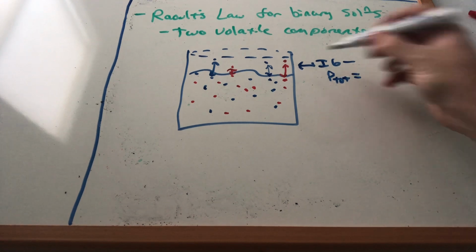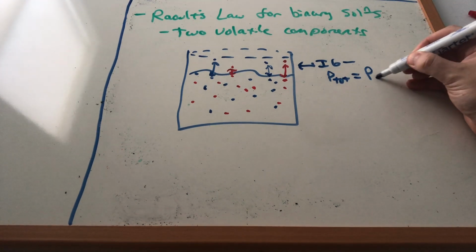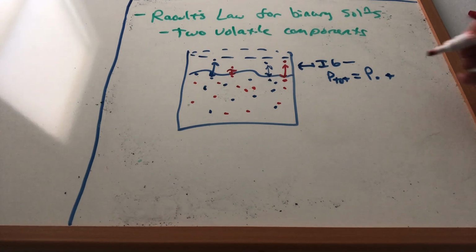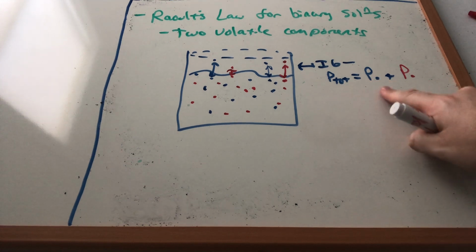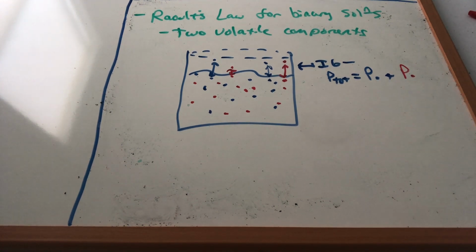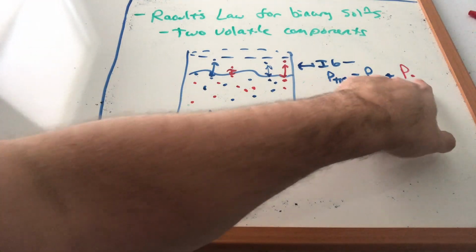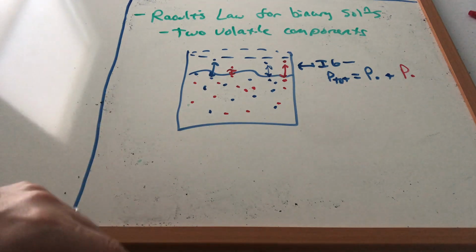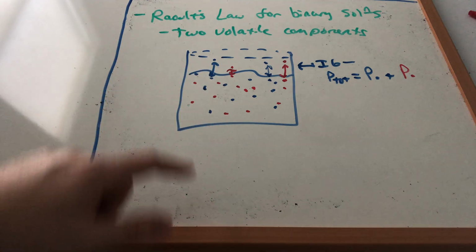vapor pressure up inside here is the pressure from the blue plus the pressure from the red. And I'm just using like the subscript of the dot. So this means pressure of the blue dot plus pressure of the red dot. Well, hold on a second. I know what each one of these individual vapor pressures are because I can use the same arguments over here to decide what happens because now they're solute there.